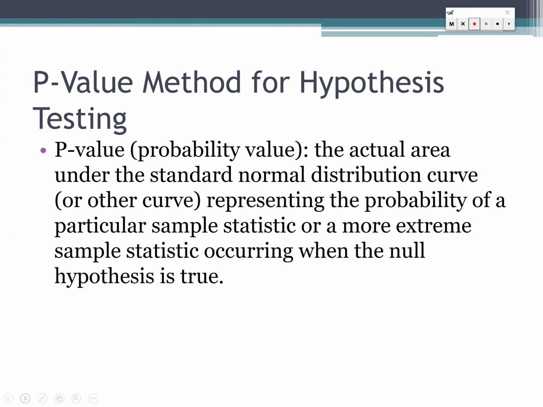That was the traditional hypothesis testing method. There is another type, it's called the p-value method, and it deals more with the p-value. P stands for probability, and it's the actual area representing the probability of a certain statistic happening. So it's an actual probability, it's an actual area under the curve. It's not just going to be one test value. It's going to show us an actual area under the curve.